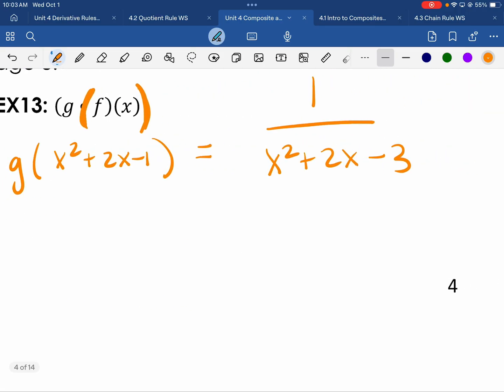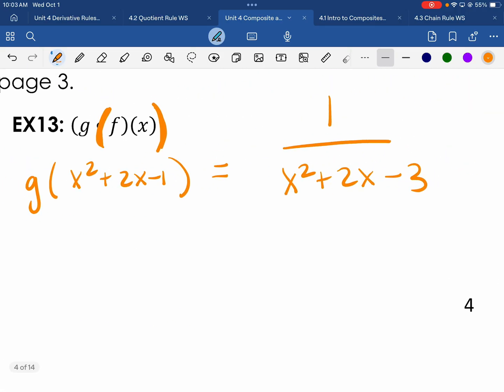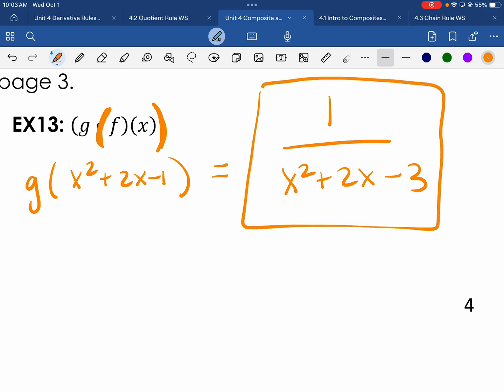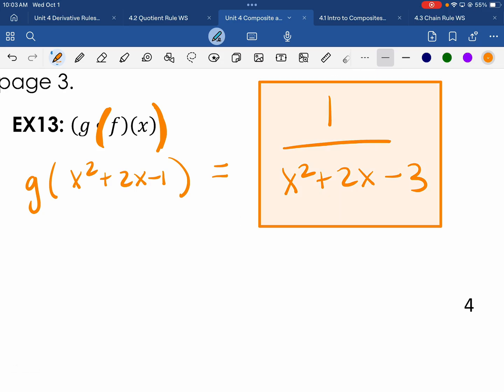All right, so let's look at 13. Same thing. This problem came from yesterday. So we replaced f of x with x squared plus 2x minus 1. We put that in the g function and simplified, and we got this fella right here. So this was my composite function. Do you have a fraction or a square root? We have a fraction, and the bottom of the fraction cannot be 0.